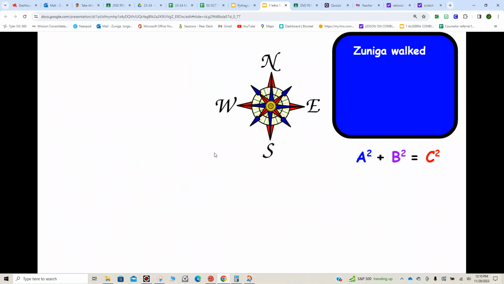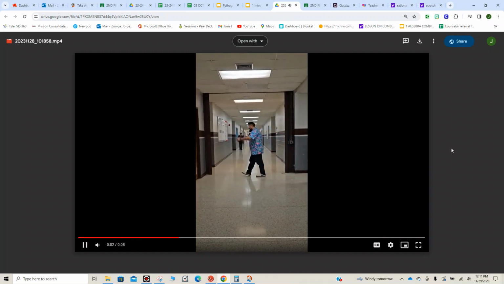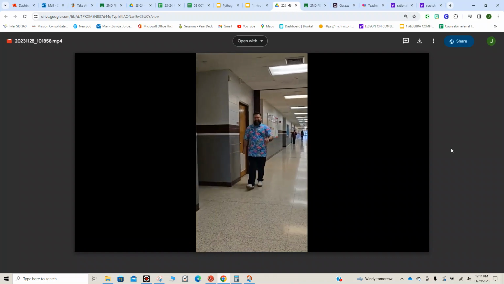Let's go to the next one. Zuniga walked 5 feet west, then 4 feet south. So I'm going to start right here. It's telling me I'm going to the west, and then I'm going down. How far is Zuniga from the starting point? Uh-oh, I'm over there. Let's go ahead and click on me. I'm going west. I'm going south.